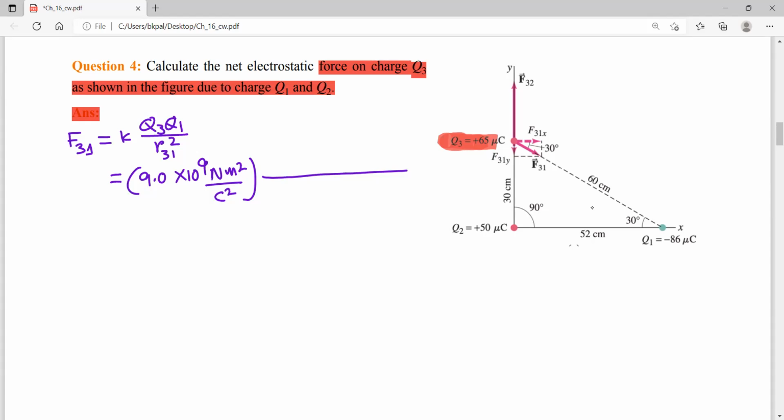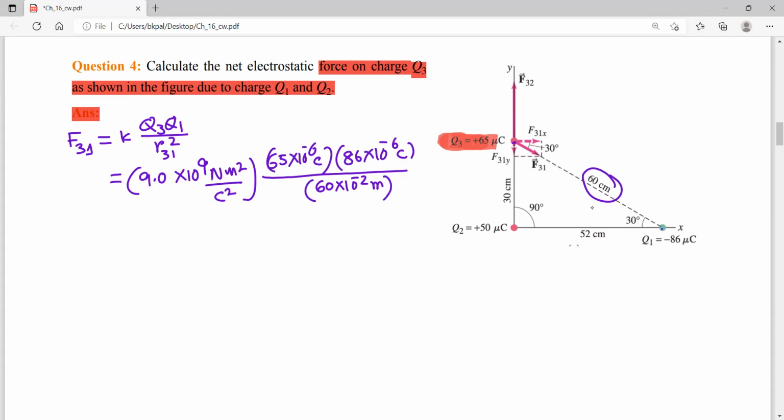Q3 is 65 microcoulomb, and micro means 10 to the power minus 6 coulomb. And what is Q1? Q1 is 86 microcoulomb. The separation between Q3 and Q1 is this separation from here to here, and you see this is 60 centimeter. 60 centimeter means 60 times 10 to the power minus 2 meter.